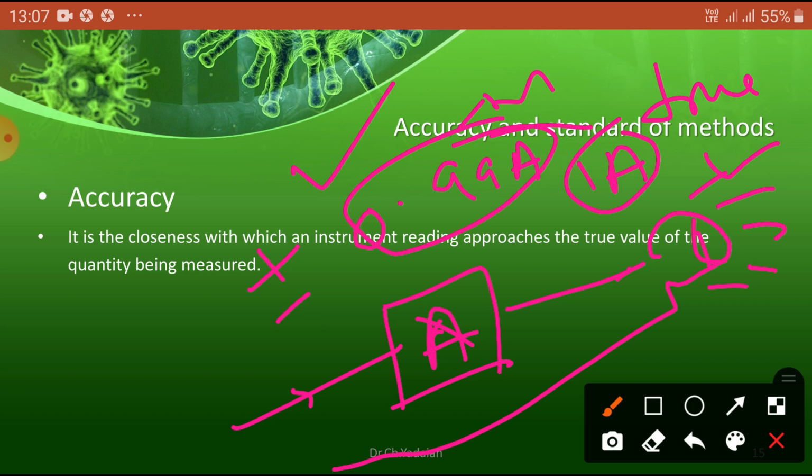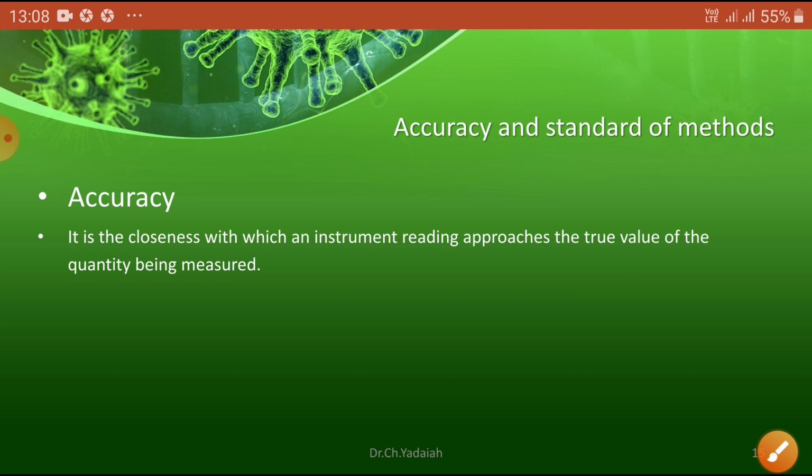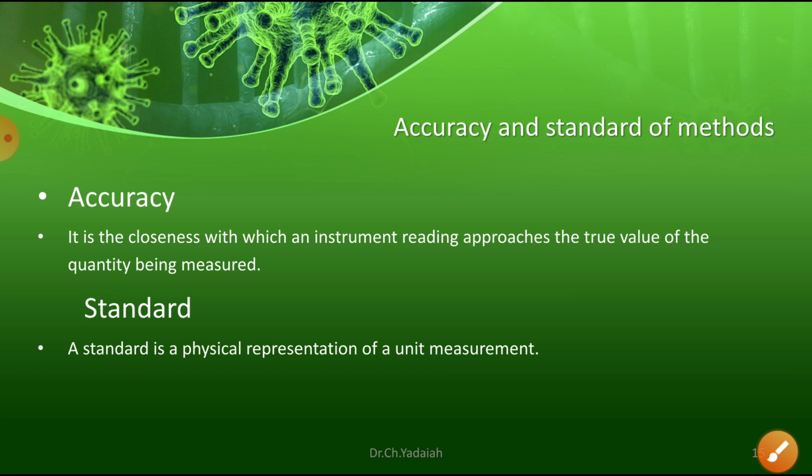So the accuracy is nearly allowed. It is the closeness to the true value with which an instrument reading approaches it, that is the definition. What is the true value? 1 ampere. What is the measured value? 0.99. Now, what do we mean by standard? A standard is a physical representation of a unit of measurement. Each unit of measurement is represented by the standard value.